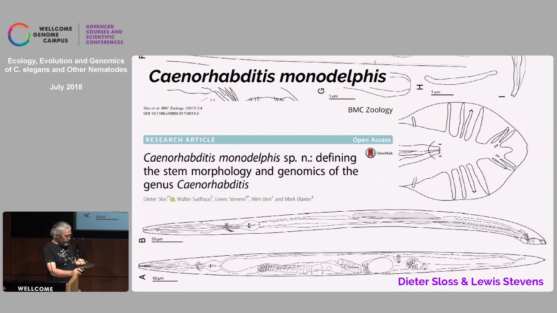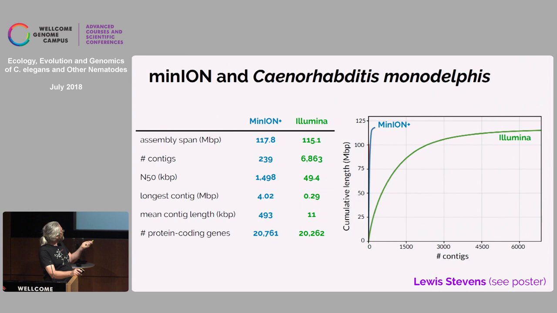So he's been sequencing with the MinION. These are the data from the MinION assembly, and these are the data from the original Illumina assembly. And this graph here shows a cumulative cover or cumulative span as you line the contigs up in order of length. This is the original assembly.